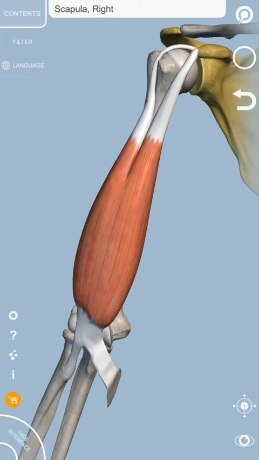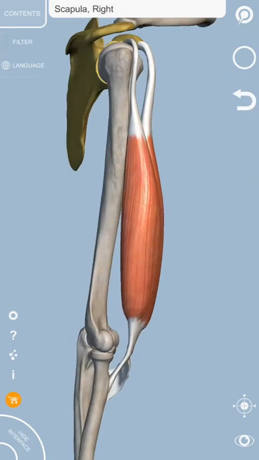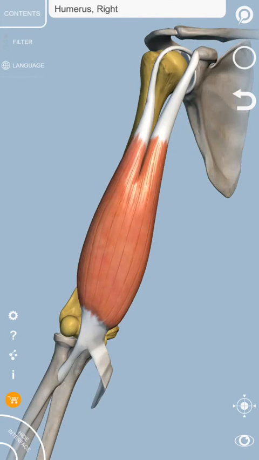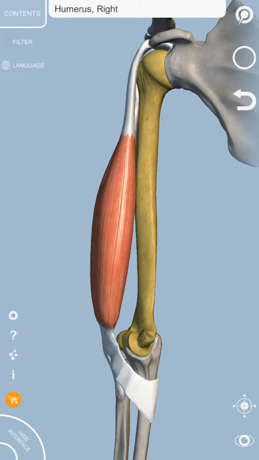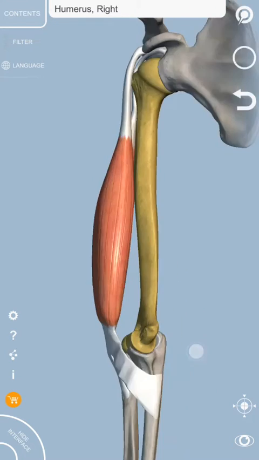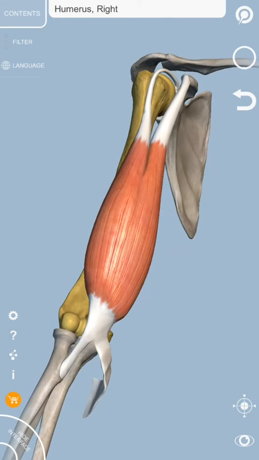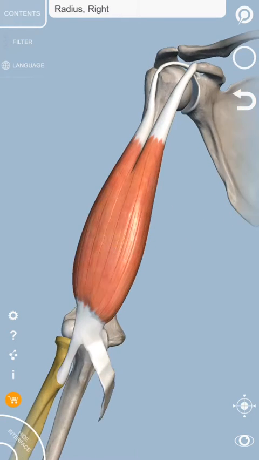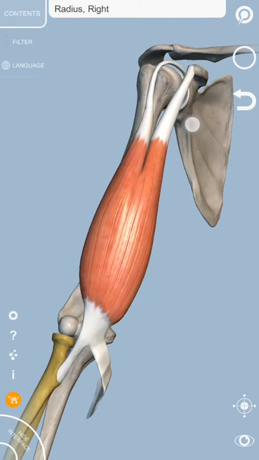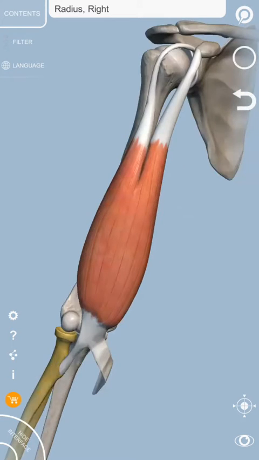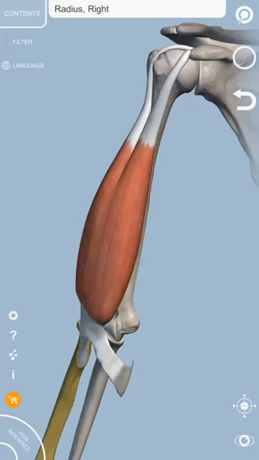Here we can see this muscle actually passes in front of three joints. Number one is the shoulder joint. Number two is the elbow joint, and it also passes in front of the superior radio-ulnar joint. Here we can see the radio-ulnar joint between the radius and the ulna. So I call this muscle: its name is bi, but its action is tri.